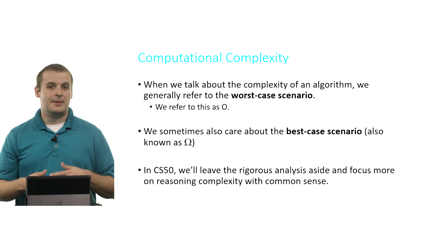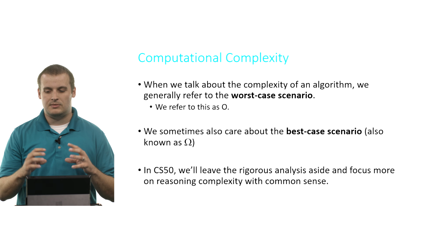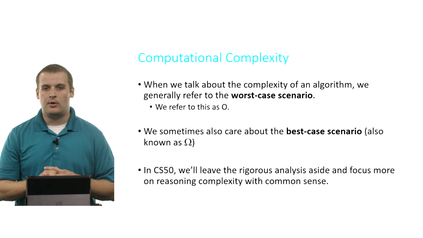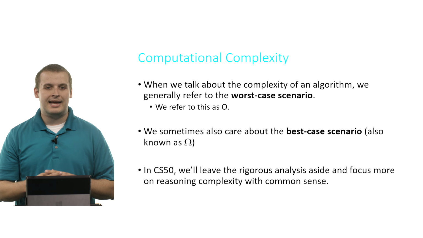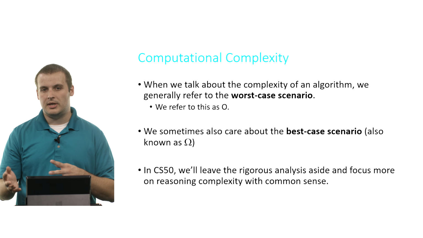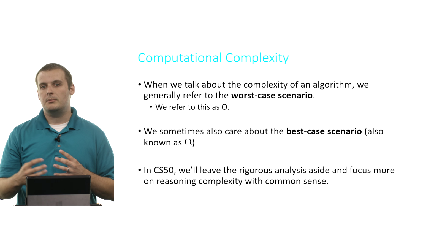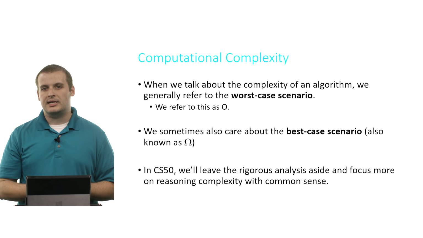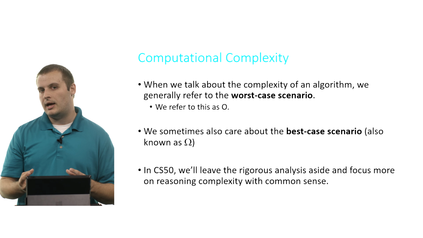Sometimes, though, we do care about the best case scenario. If the data is everything we wanted it to be and it was absolutely perfect and we were sending this perfect set of data through our algorithm, how would it handle in that situation? We sometimes refer to that as big omega. So in contrast with big O, we have big omega: big omega for the best case scenario, big O for the worst case scenario. Generally, when we talk about the complexity of an algorithm, we're talking about the worst case scenario. So keep that in mind.